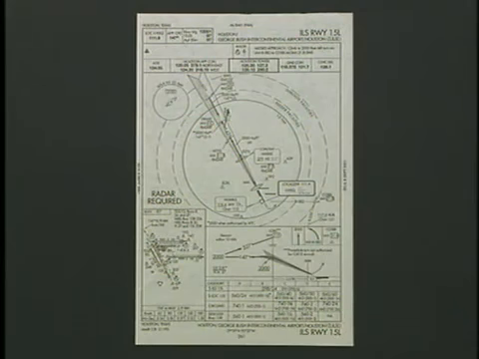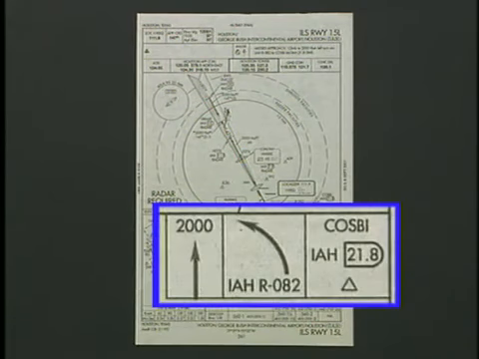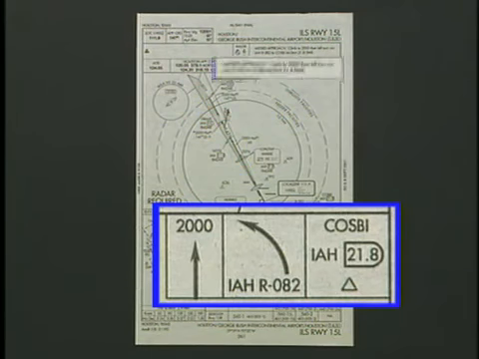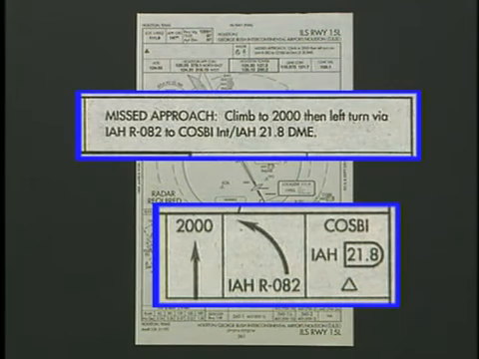Also included in the profile view is a quick reference of the missed approach procedure. Boxed icons provide a graphic summary of the missed approach that coincides with the textual description. In this case, the missed approach calls for a climb straight ahead to 2,000 feet, then a left turn to follow the 082-degree radial of IAH to Cosby intersection, which is 21.8 DME miles from IAH.